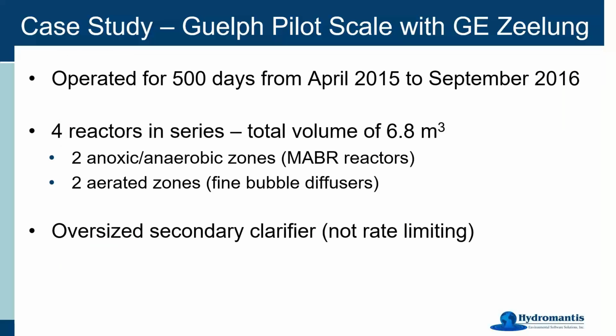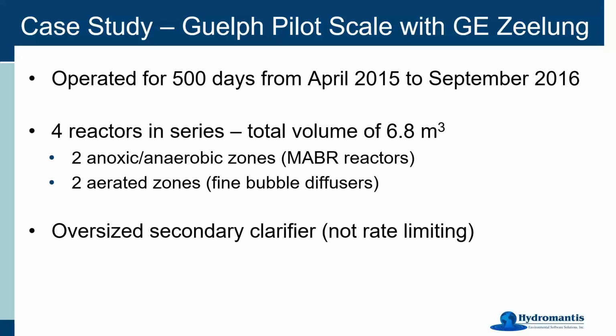So this was a pilot that ran for 500 days from April 2015 to September 2016, using conventional municipal wastewater. They had 4 reactors in series, for a total of 6.8 meters cubed, so it was quite small pilot scale. And they had the ability to have 2 zones up front that would be anoxic or at least unaerated, and they ran part of the time with some MABR reactors in there and some of them just on their own. But the part we were interested in was when they had the MABRs in there.